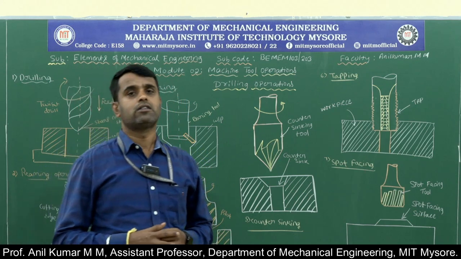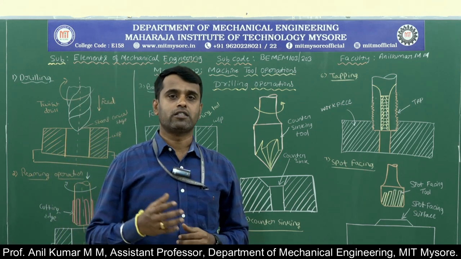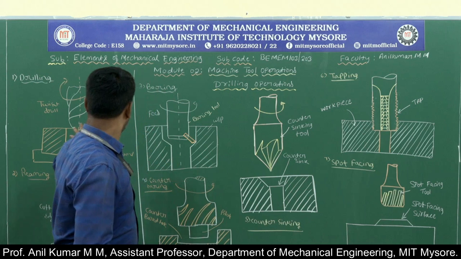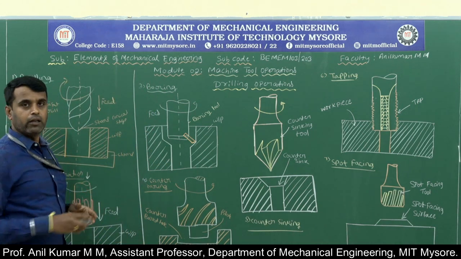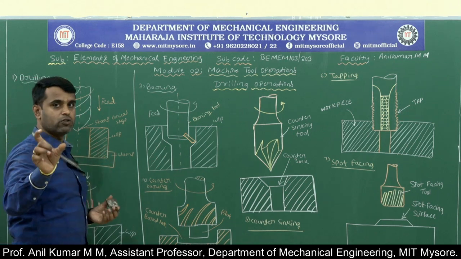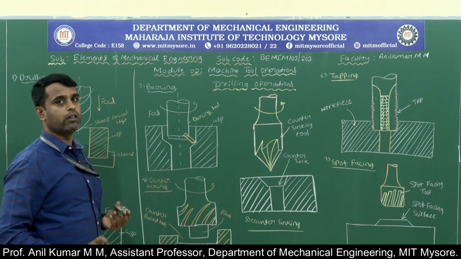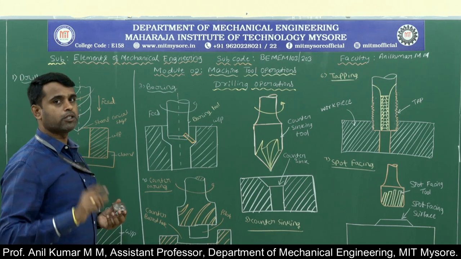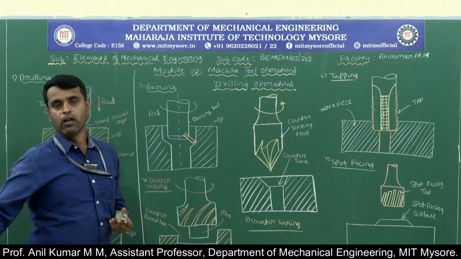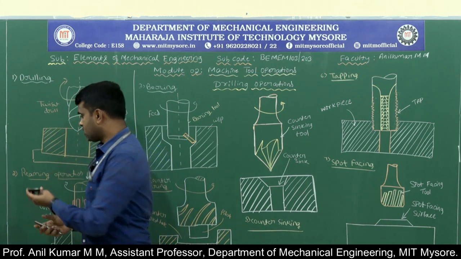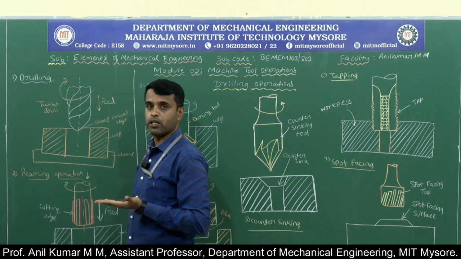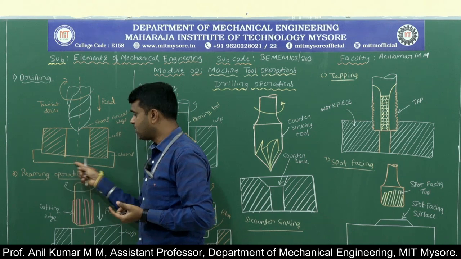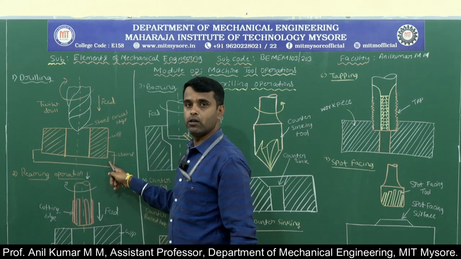Now let us discuss one by one. Drilling is a machining operation. It is used to produce a cylindrical hole in a solid workpiece material. That operation we call drilling. During drilling, the workpiece is rigidly clamped on the work table of the machine.